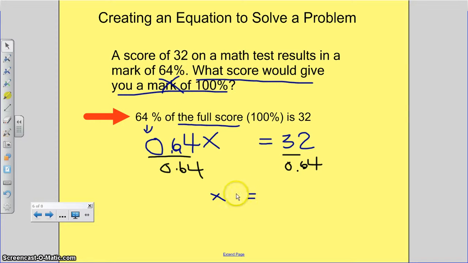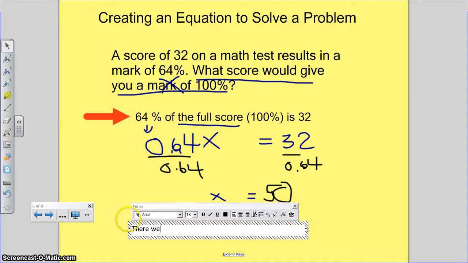And that 32 divided by 0.64, of course, is 50. So that tells us that there were 50 questions on the test, or the test was out of 50, I should say. Another way to say it, or 100% is 50 out of 50, that sort of thing, right?